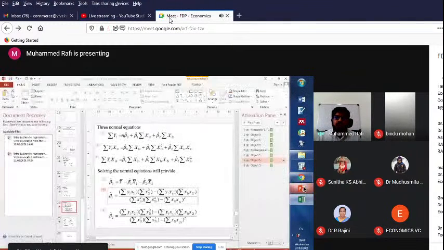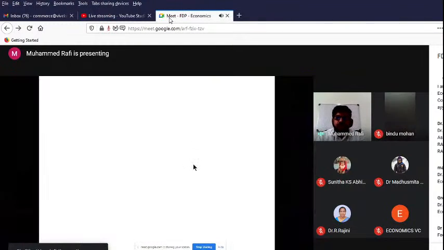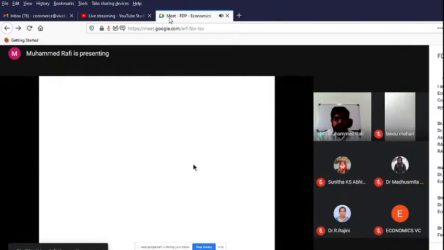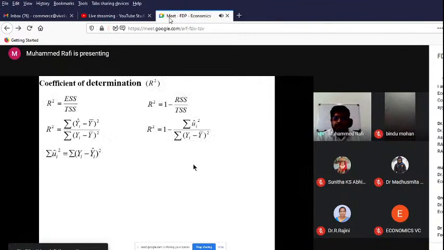So the R square, how do you find the R square? You find the R square by 1 minus RSS divided by TSS. So what happens is, as you increase more variables, the RSS will come down, or the explained sum of square will be increasing.